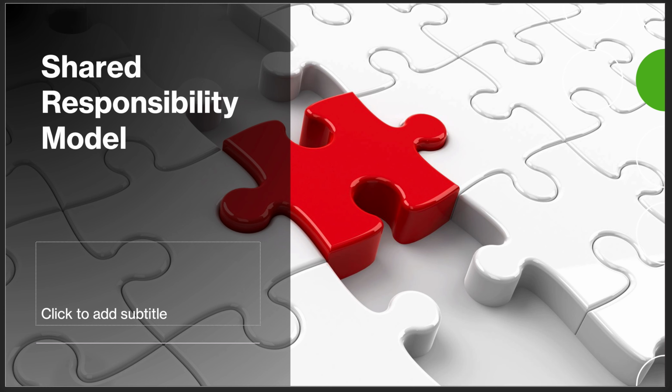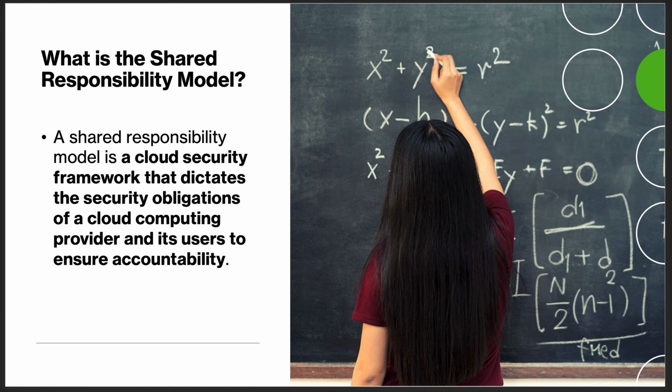So one of the things that we're talking about in this course, when we're looking at risk, is the shared responsibility model, how it actually functions, and how it will work with what you need to be able to prove or show as you go through your information security process. So the shared responsibility model, basically for all of our providers, is a cloud security framework that dictates the security obligations of the cloud service provider and its users to ensure accountability. That's the nuts and bolts definition of this whole thing.